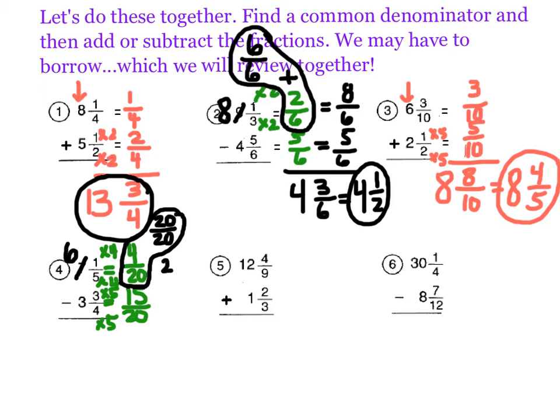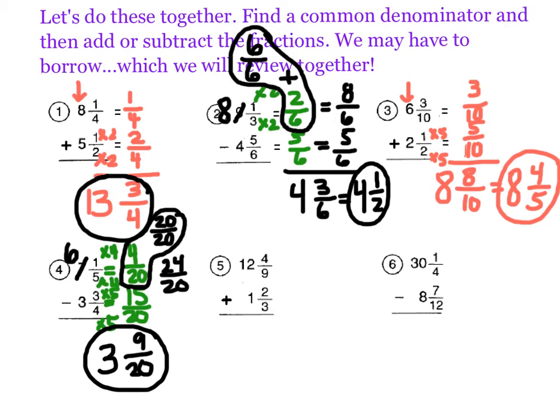That makes 24/20. Now we can go ahead and subtract 24/20 minus 15/20, and that's going to equal 9/20. And then we come over here to our whole numbers in front, and we have a 6 minus 3, which is equal to 3. So our answer is 3 and 9/20.